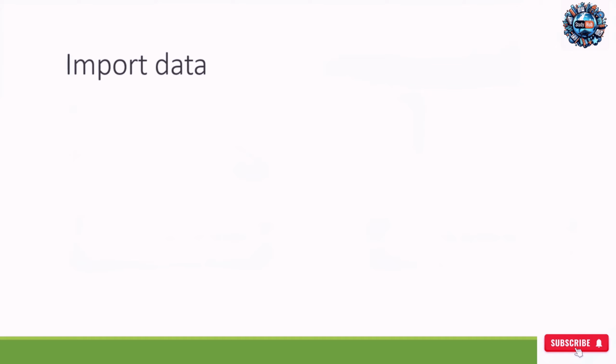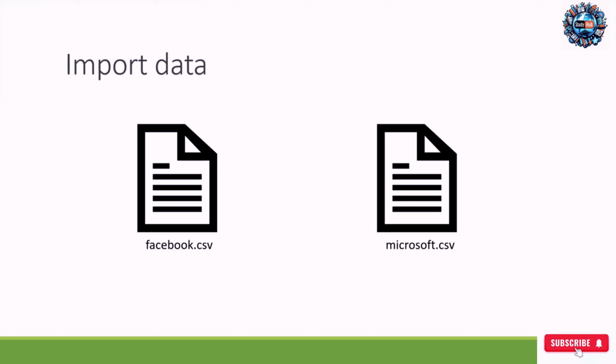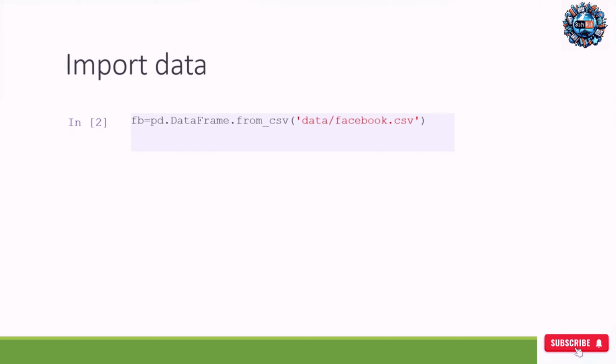Now we want to import two data files, Facebook.csv and Microsoft.csv. These are historic stock data of Facebook and Microsoft. We can import these two files with two lines of code, like that. We are using DataFrame to store data. Therefore, we need a pd.